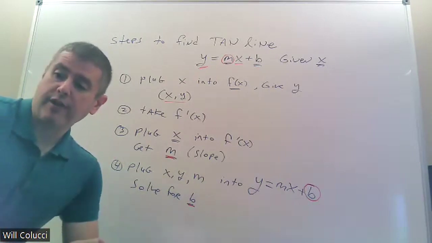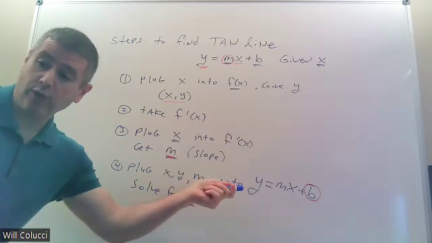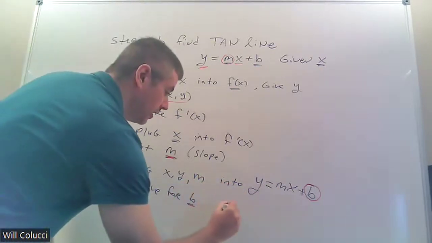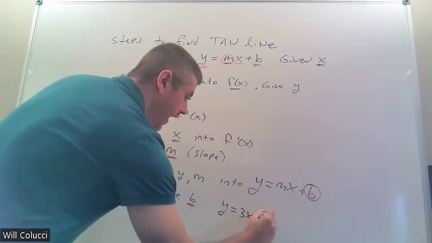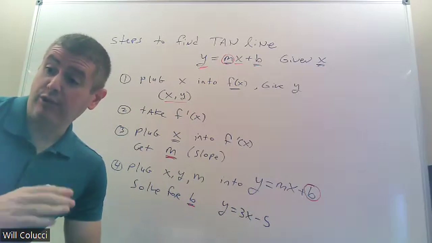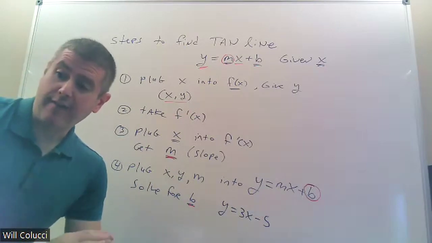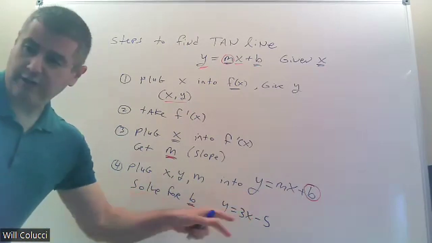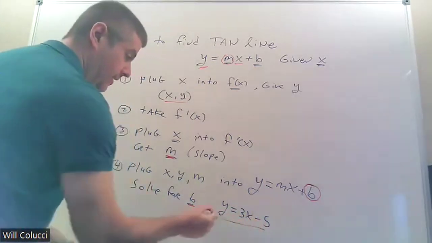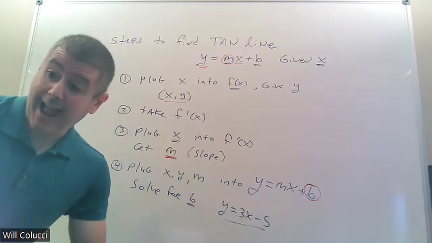Usually I put a step 5 here because some people will do step 4 and then they'll stop instead of actually writing the line. Let's say the line was 3x take away 5. They'll forget to actually do that part. They'll say m is 3, b is -5, and then they'll just stop. The problem says find the equation of the line. So you do actually have to write the equation of the line at the end of that.